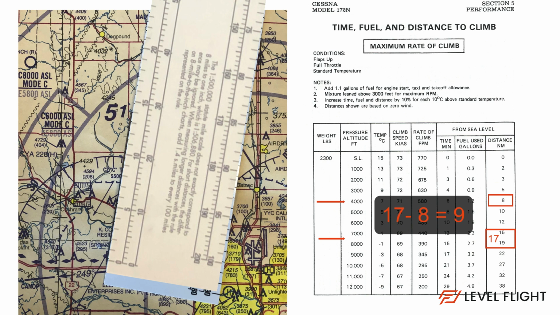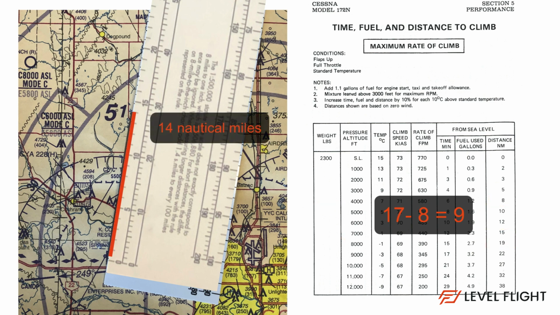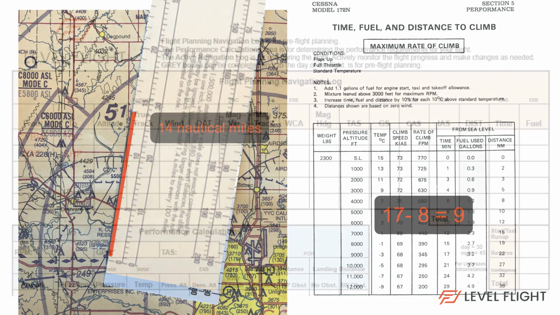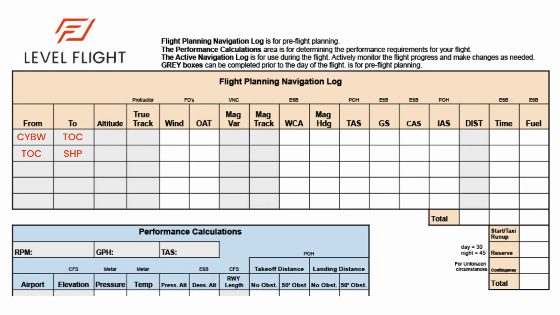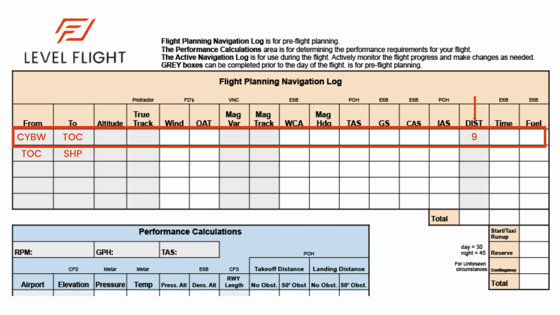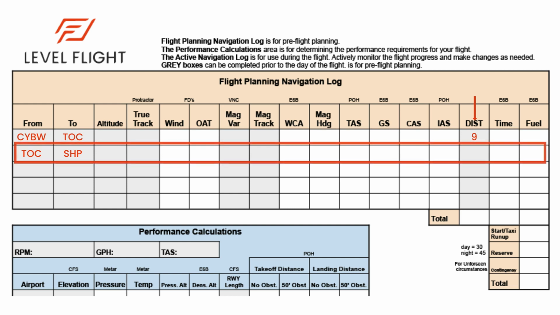to 7,500 feet. The total distance from departure to set heading point is 14 nautical miles. As a result, we will use two lines to go from our departure point to the set heading point. The first line will be CYBW to TOC, or top of climb. We can input the distance of 9 nautical miles into our nav log now, since we figured that out. The second line will be top of climb to set heading point. We can input the remaining distance of 5 nautical miles.